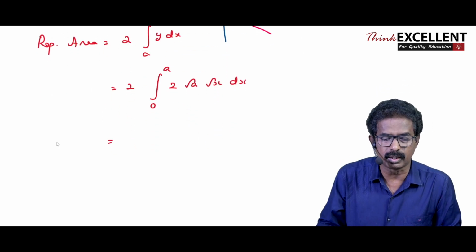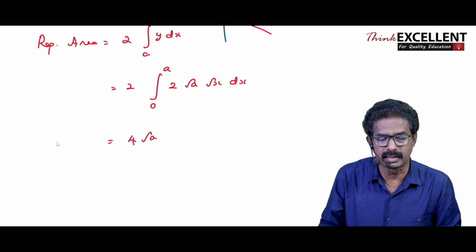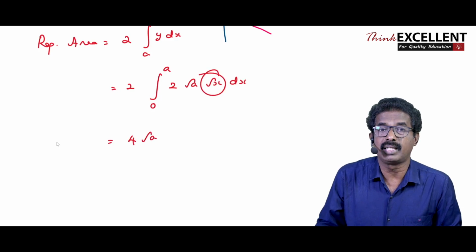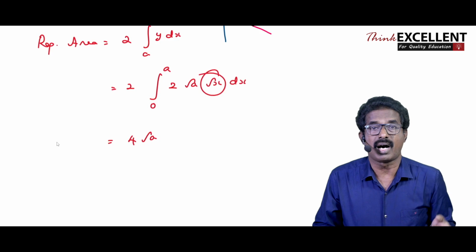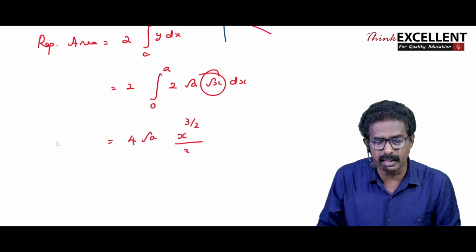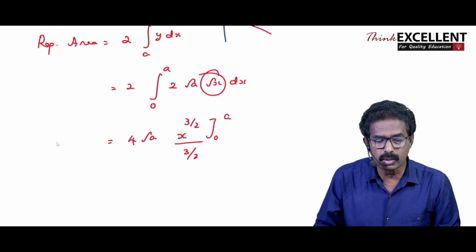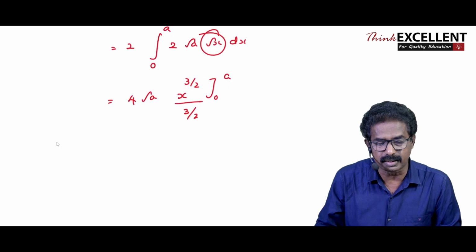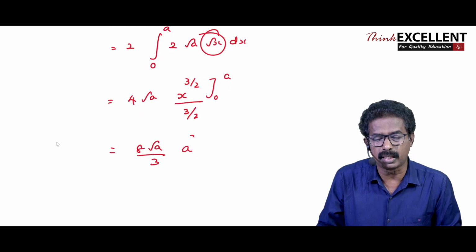Take all the constants outside. That 2 into 2, 4 root a is the constant. Then you are integrating root x. Root x is x raised to half. Add 1 to the power. So what happens? x raised to 3 by 2 by 3 by 2. What is the limit? 0 to a. Here the 2 goes up, so 4 2s are 8. So it is 8 root a by 3, a raised to 3 by 2 minus 0, which gives 0.